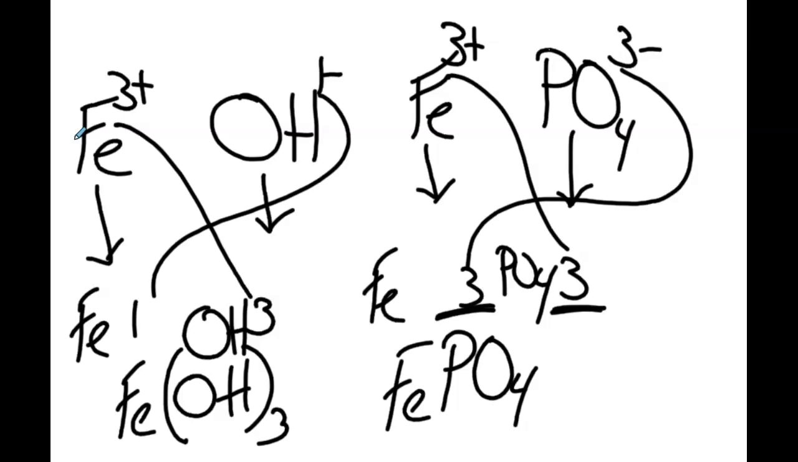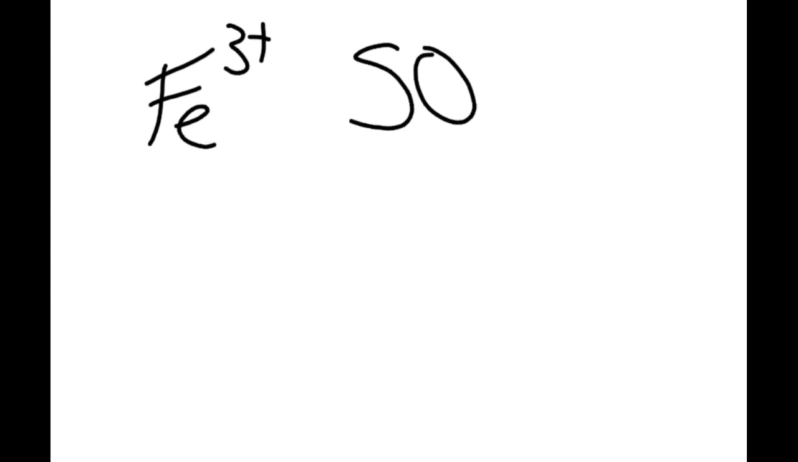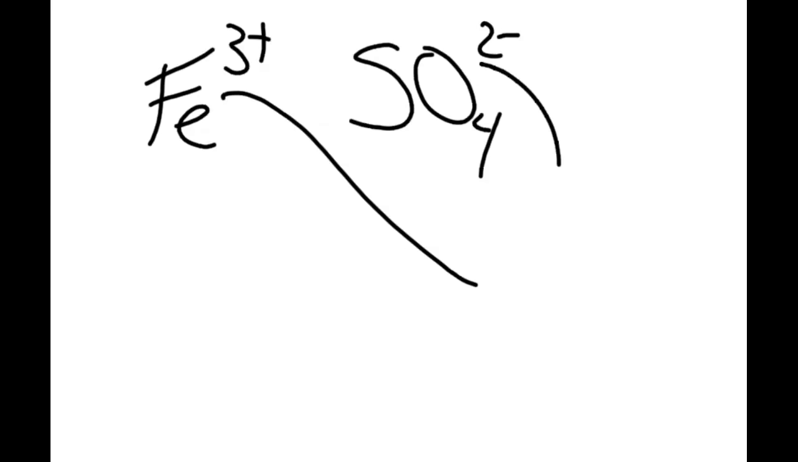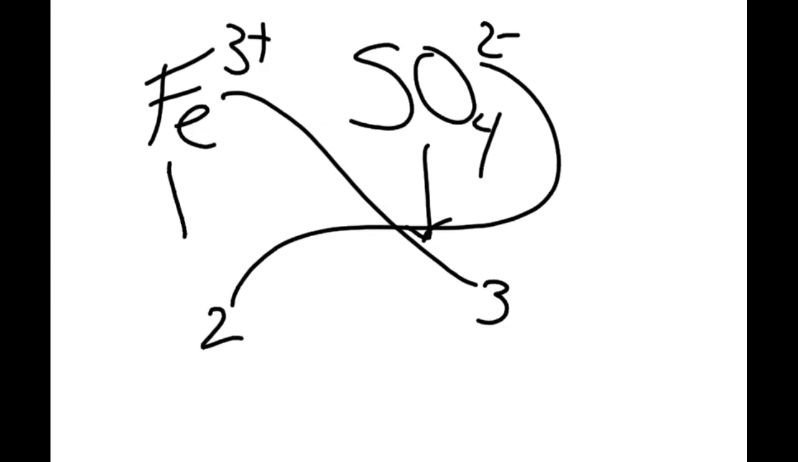Let's do the last one in that row. We have Fe, 3+. We have a sulfate, which is sulfur with 4 oxygens. It's a 2- for that group. So we're going to crisscross the numbers, bring our symbols straight down.